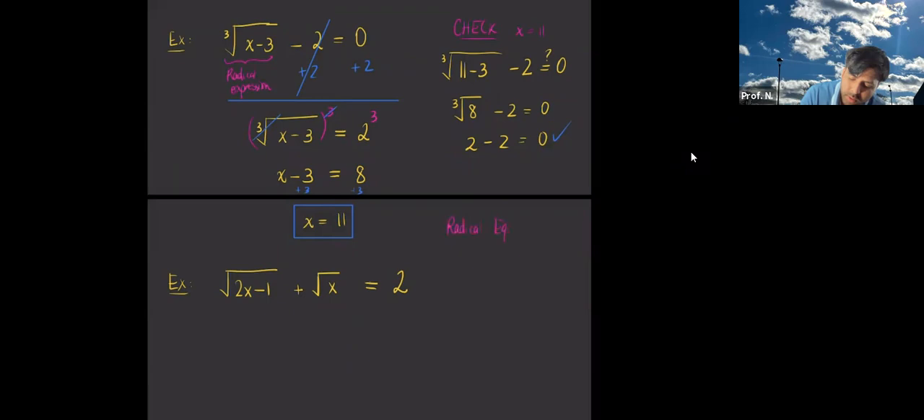So now this is when you have radical equations with more than one radical expression. And the key phrase here is more than one.